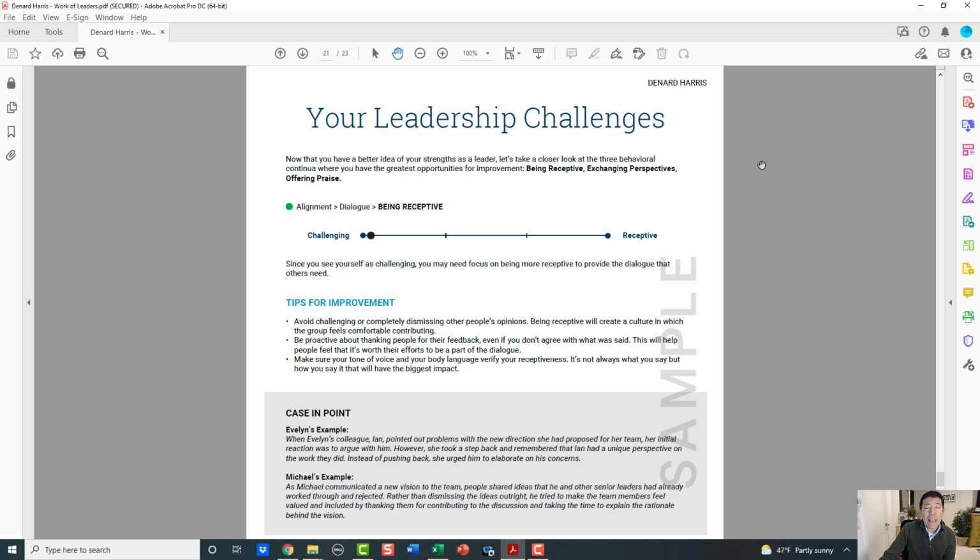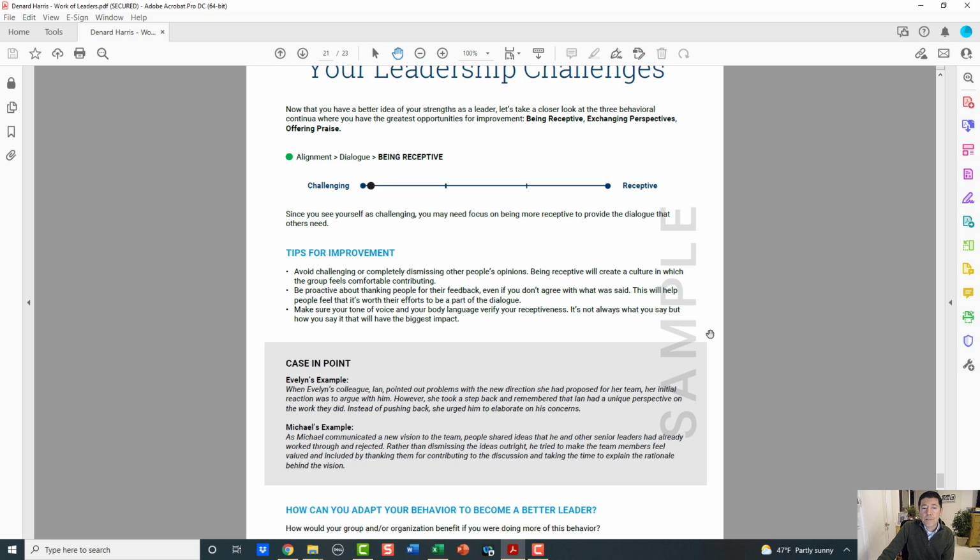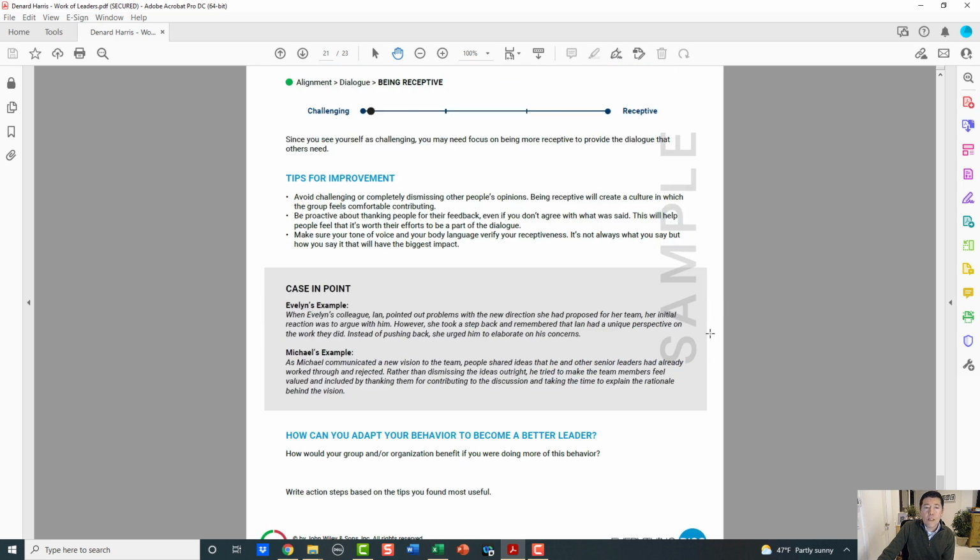The next 3 pages are for examining the challenges. So each challenge is given its own page. The first challenge in the area of alignment, not surprising based on our earlier review of that section. It gives tips for improvement, gives a couple of examples, and then poses the question, how can you adapt your behavior to become a better leader in this area?